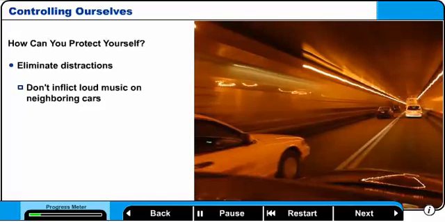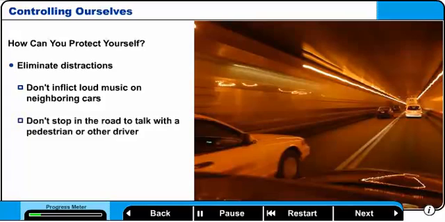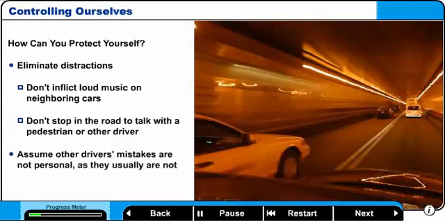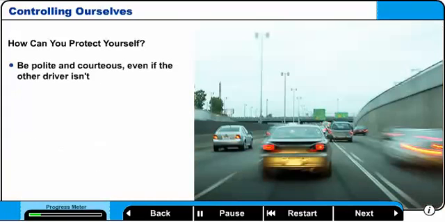If you play music or listen to the radio while you drive, keep the volume low, or you might miss hearing a siren or a horn warning you of possible trouble. Passengers in neighboring cars will also thank you. Also, don't stop in the road to talk with a pedestrian or other driver. When driving, assume other drivers' mistakes are not personal. They usually aren't. Be polite and courteous even if the other driver isn't.